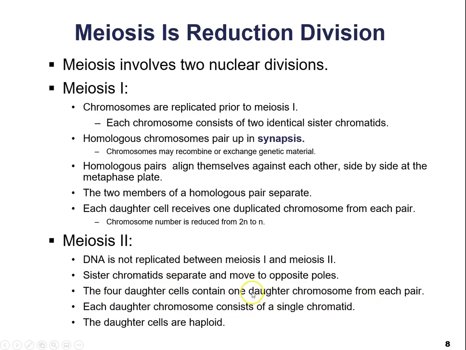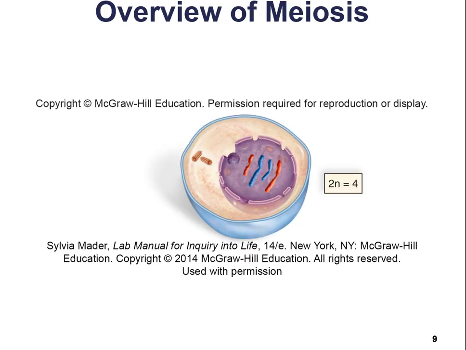Right, so now they're going to contain 1 daughter chromosome from each pair, okay? And then at that point, you only have a single chromatid. And again, the daughter cells will be haploid, okay? So the daughter cells after meiosis 1 are haploid as well, because you only have one copy of each chromosome. Even though it's duplicated, it's just one copy of each chromosome.